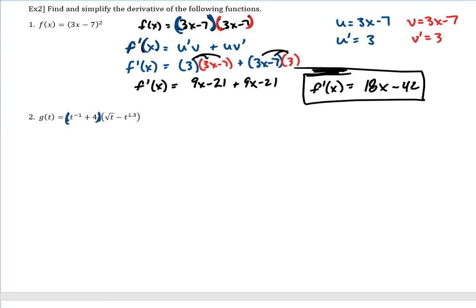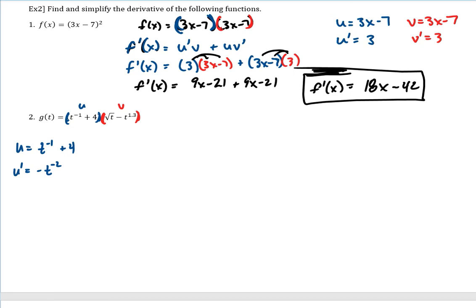So this is what I'm going to call u, and this is what I'm going to call v. All right, and let's set that up. On that one I put it way to the side. Here I'm going to just put it underneath. So the u, and let me label it even above, is t to the negative 1 plus 4. Then let's find that u prime, using the power rule: negative t to the negative 2. And that's it. The plus 4's derivative is 0, so this is set up.